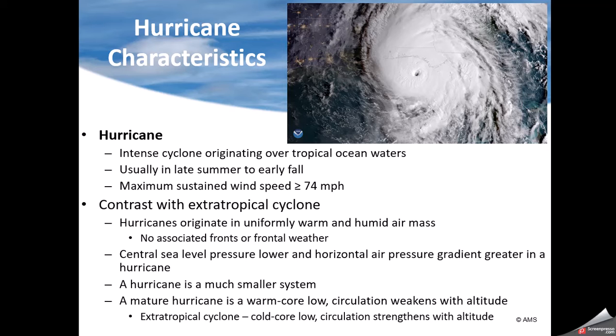No fronts. The central pressure in a hurricane many times is lower than that in an extratropical cyclone, and the pressure gradient near the center is almost always significantly greater. That's why the winds are so much stronger. They're also a much smaller system, where an extratropical cyclone might cover 1,000 miles, a hurricane may only cover a couple hundred miles. Oh yeah, and they're warm core, which means the circulation weakens with altitude. Unlike the extratropical cyclone, which gets colder and more intense with height, these get warm and they get less intense. As a matter of fact, at the top of most hurricanes is an anticyclone.